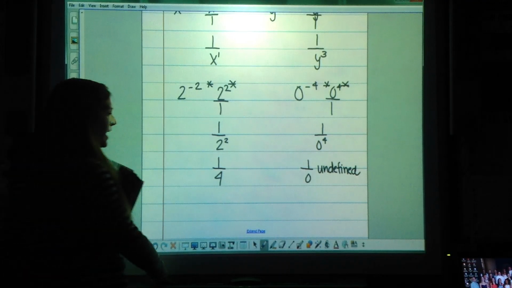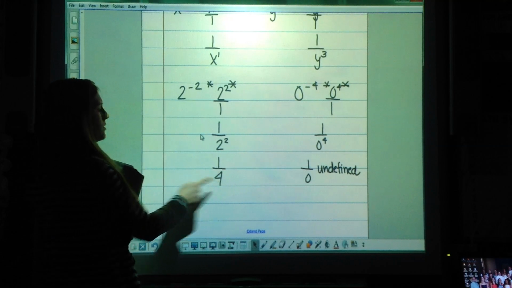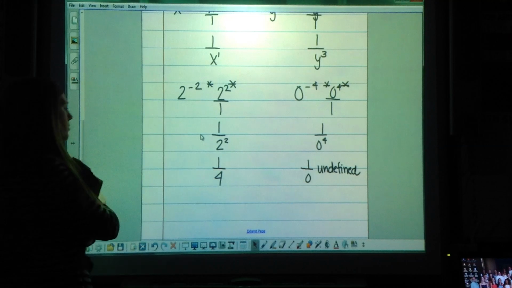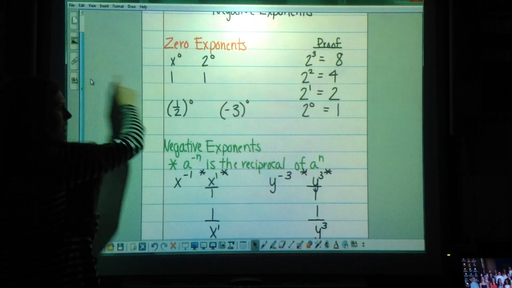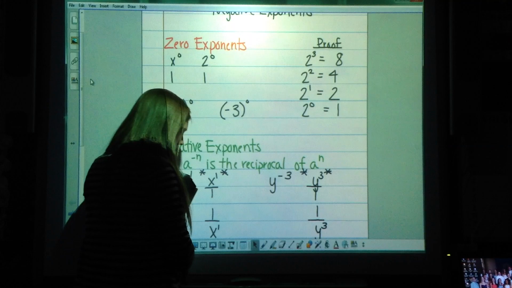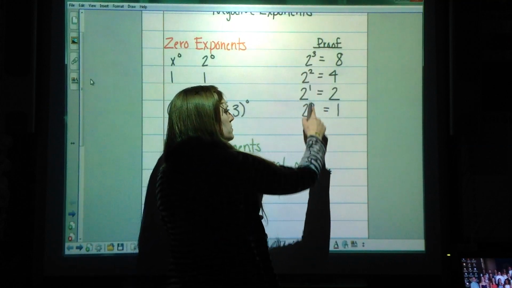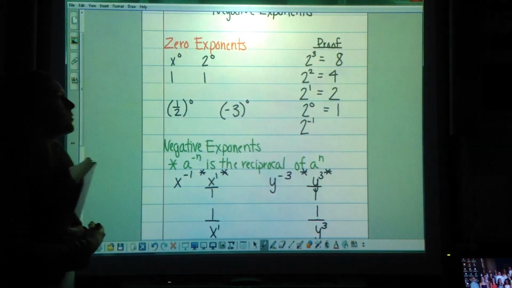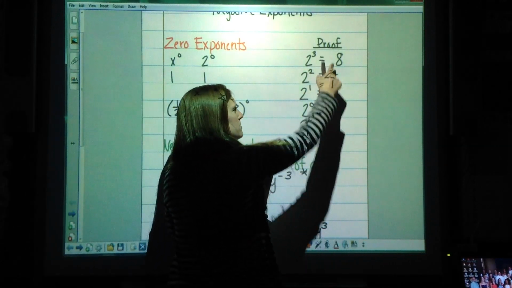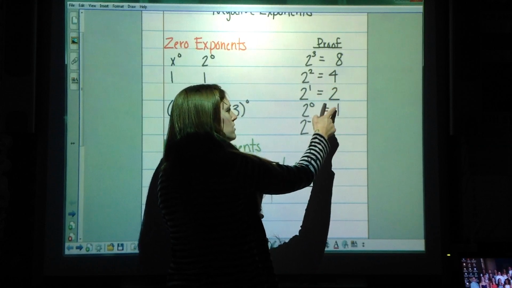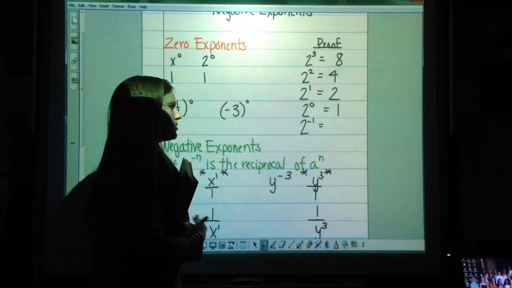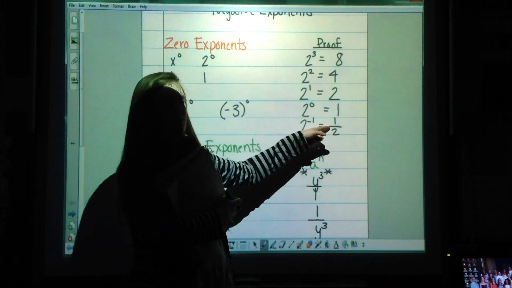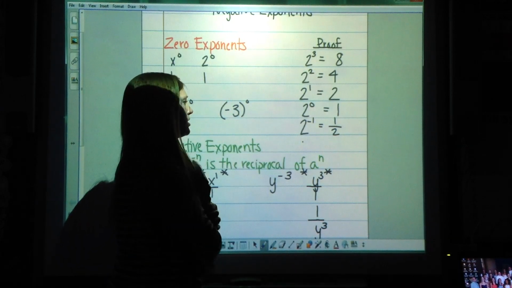Okay, I want to go back to this problem right here, this 1/4. I'm going to prove to you that 2 to the negative second is 1/4. I'm going to go back up to this proof up here. I'm going to add to it. So we can see that there's a pattern over here. This next one would be here. And we said the pattern over here was to divide by 2, divide by 2, divide by 2, divide by 2. Well, 1 divided by 2, isn't that 1/2? The fraction part means division.